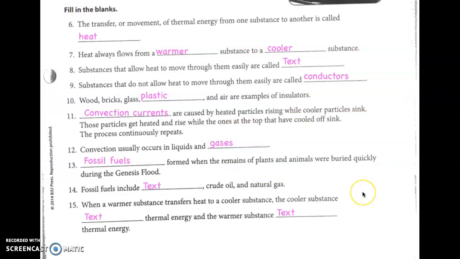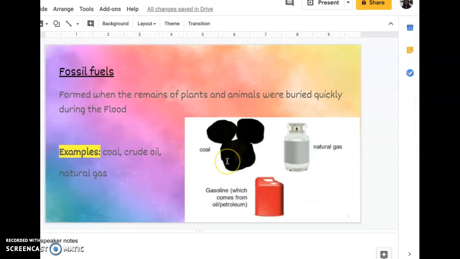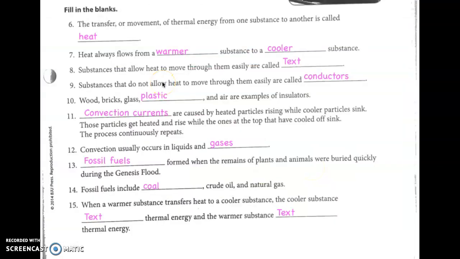Fabulous job. Okay, then let's talk about some examples of fossil fuels. Again, you could have a lot of different answers here. Let's look at them over in this slide. So we got coal, natural gas, gasoline. I'm gonna put down coal.